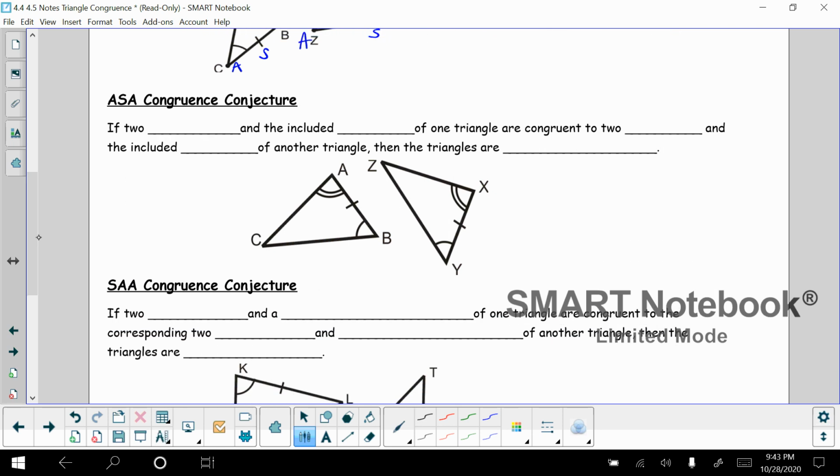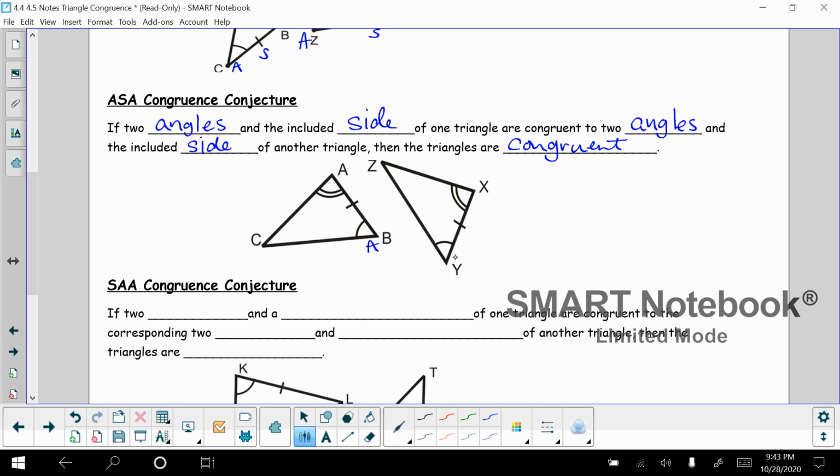Angle, side, angle congruence conjecture, ASA. So if 2 angles, that's what goes in the first blank, and the included side, there's the word included again, of one triangle are congruent to 2 angles and the included side of another triangle, then the triangles are congruent. Okay, so there's 3 different ways so far that we've talked about that if you see this little pattern, the triangles have to be congruent, okay, because it's already been proven.